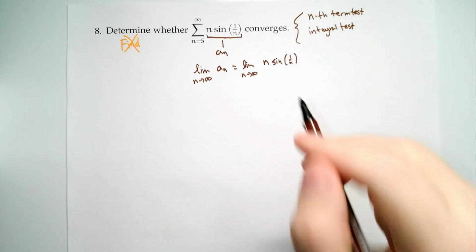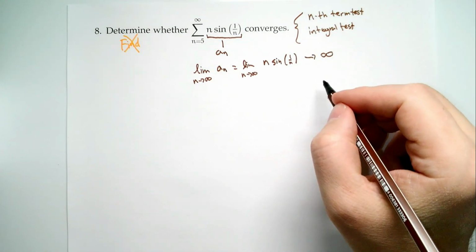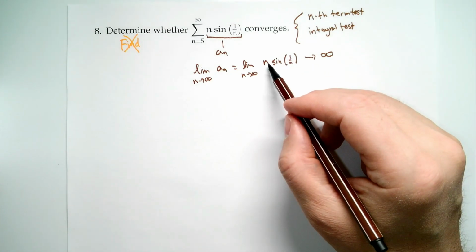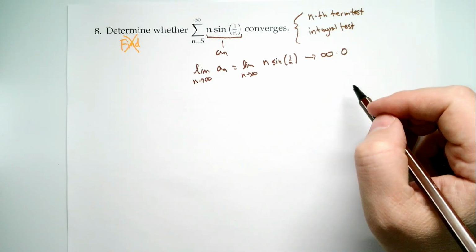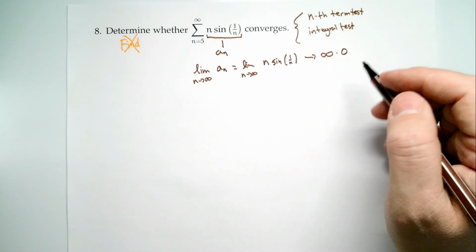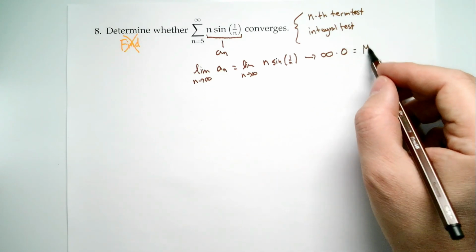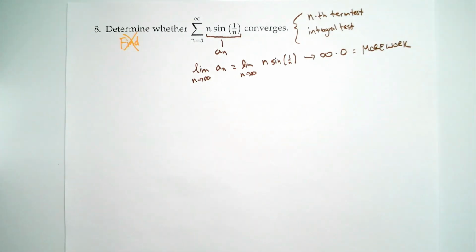Now, what's happening? Well, this is getting big because n is getting big, right? 1 over n is getting small, so that's getting small. And so sine of 0 is 0. So it's going to infinity times 0, which is more work, right? Because who knows what infinity times 0 is? It's an ambiguous answer. Now you're probably thinking, he's going to do l'hôpital.